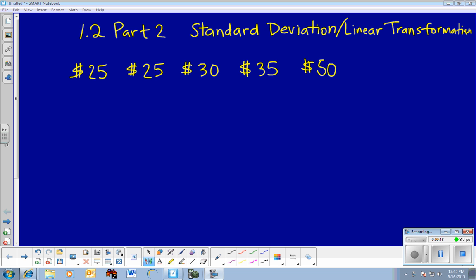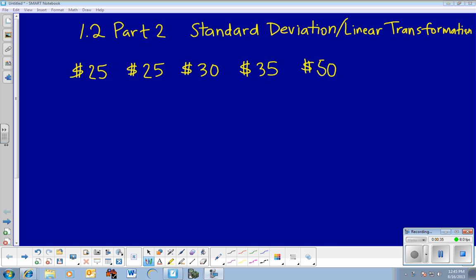Let's say you have a summer lawn mowing business and you have 5 lawns. And these are the prices you charge, based on the size of the yards. You charge 2 people 25, a 30, a 35, and a 50. So let's just start with finding some info out about this list of numbers.